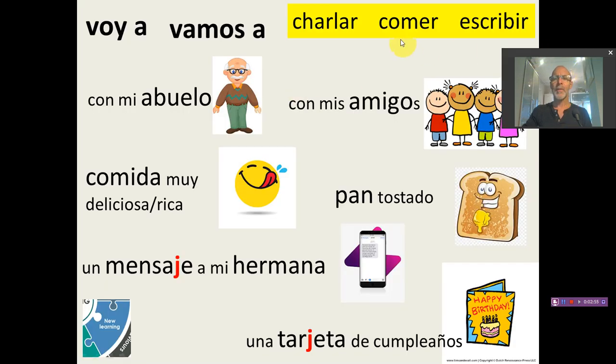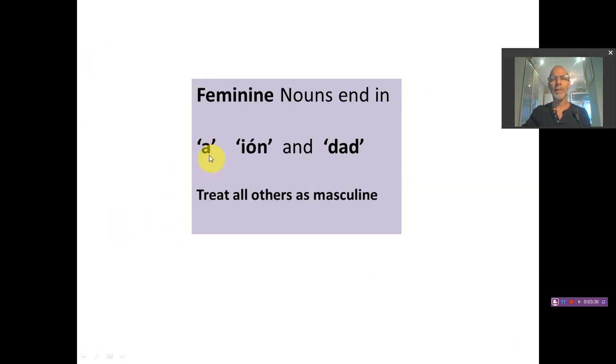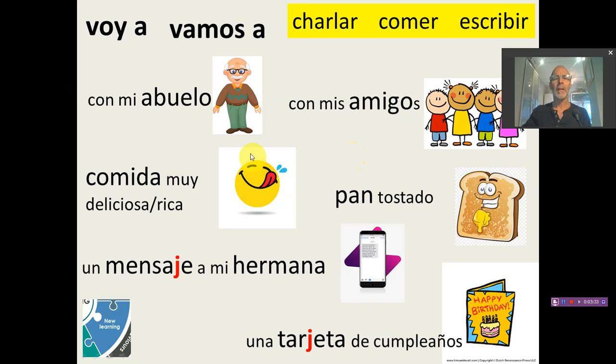Now, you might well remember this slide from a couple of episodes back. I've made the nouns bigger here, so you can see I've increased the font size. So we've got several nouns that we can focus on. Abuelo, aquí. Abuelo. Amigo, amigo. Comida, pan. Mensaje, tarjeta. If you were to apply that rule that we've just looked at, and ask yourself, does it end with a, ion, or dad? It gives you a very quick guide as to whether something's masculine or feminine.